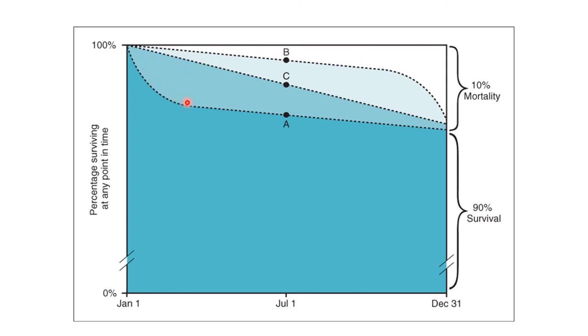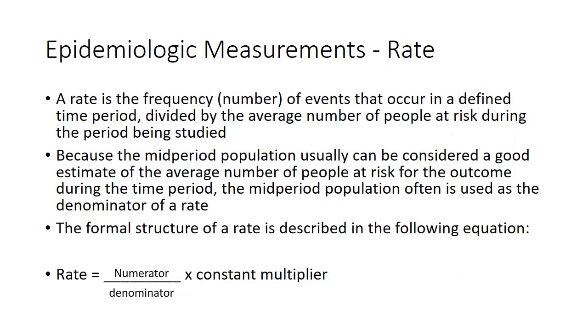So rate's going to be very useful because it can give us a little bit better idea of what the patterns of death were in this case, versus just looking at this 10% mortality risk. How we calculate the rate is we look at our frequency, or the number of events that occur in that time period, whatever we define it to be. And that's going to be our numerator. And then we divide it by the average number of people who happen to be at risk during the period being studied. Because the number of people at risk at any time point changed pretty significantly between population A, B, and C, what we can use as a surrogate for that is our mid-period population. So basically at the halfway mark, what was the number of people in that population? That's usually considered to be a pretty good estimate of the average number of people at risk. And you can put that in the denominator.